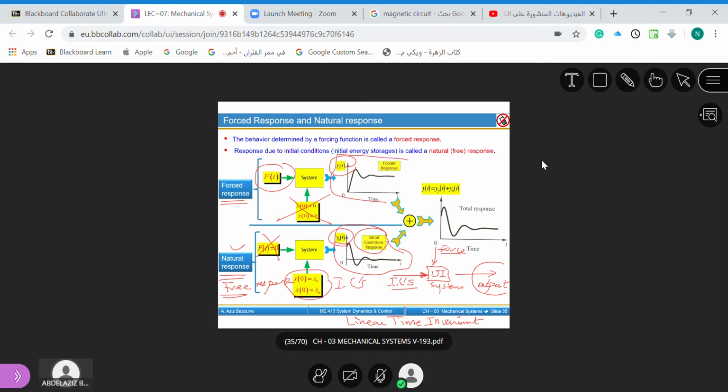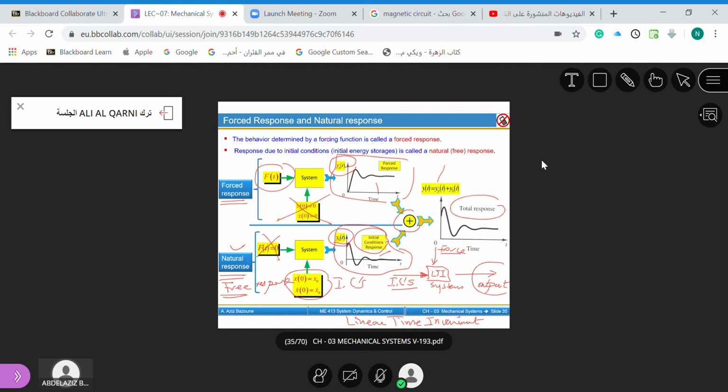We add these together, as you can see here, and we obtain this, because this response plus this response gives you this one. This is the total response that is due to the forcing term and due to the homogeneous term, the initial conditions. So the total is the forced response plus the free response. The free response is due to the initial conditions, and the forced response is due to the forcing term.